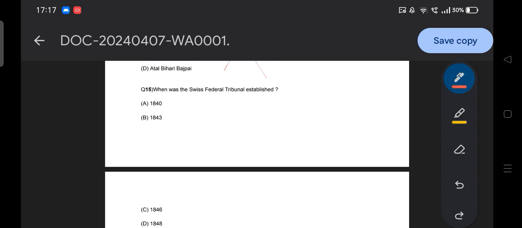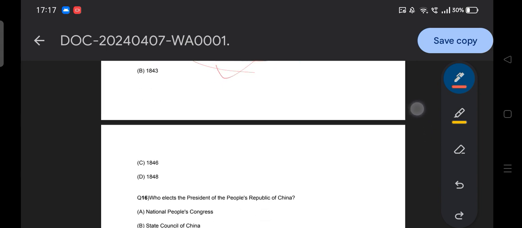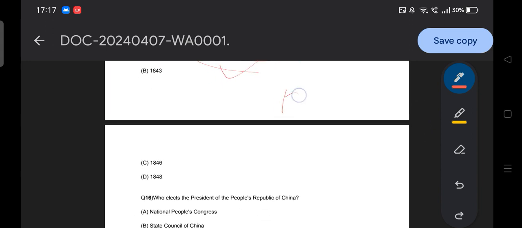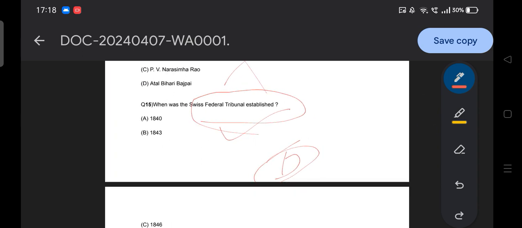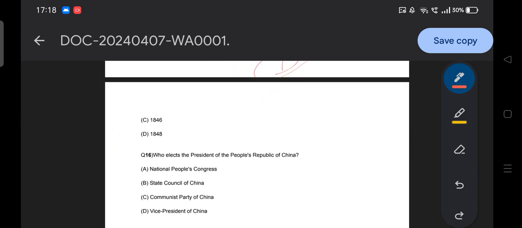Then, when was the Swiss Federal Tribunal established? See, there we discussed the Swiss Federal Council, and now this is the Swiss Federal Tribunal, as mentioned in your syllabus. So the Swiss Federal Tribunal was established in the year 1848, option D is the answer. So we need to understand the different bodies of different political systems in different countries, their evolution and their year of origin, and that needs to be covered. That is the essence of it.